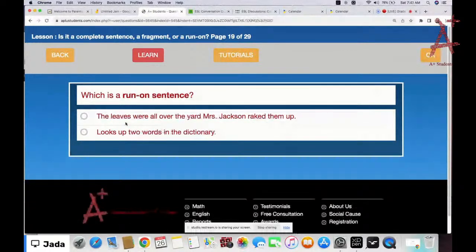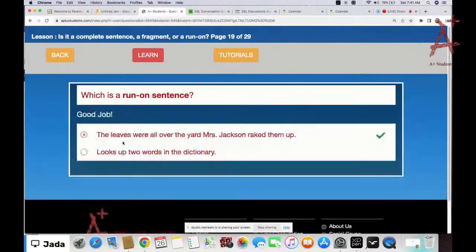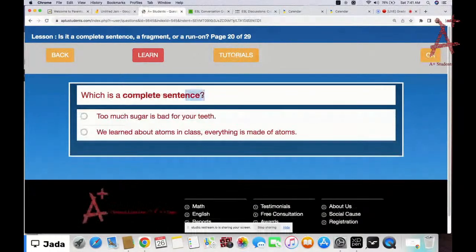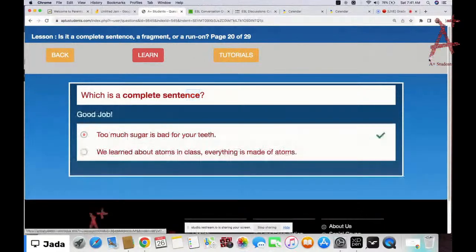The leaves were all over the yard. Mrs. Jackson raked them up. Okay, so that's the run on here. And lastly, last question that I'll answer with you, which is a complete sentence. Too much sugar is bad for your teeth. We learn about atoms in class. Everything is made of atom. So too much sugar is bad for your teeth.